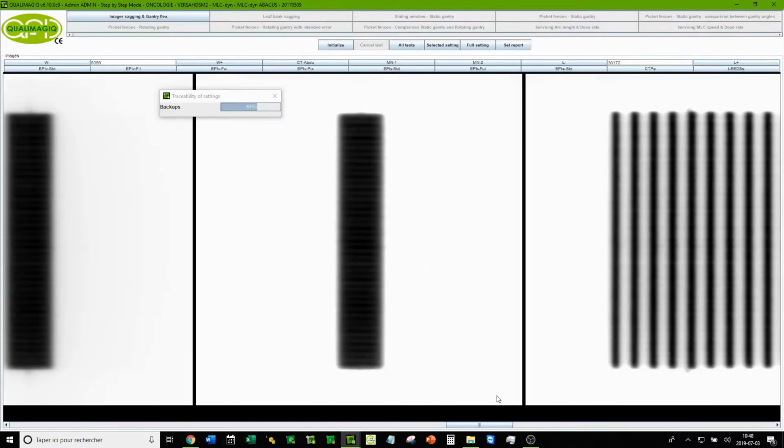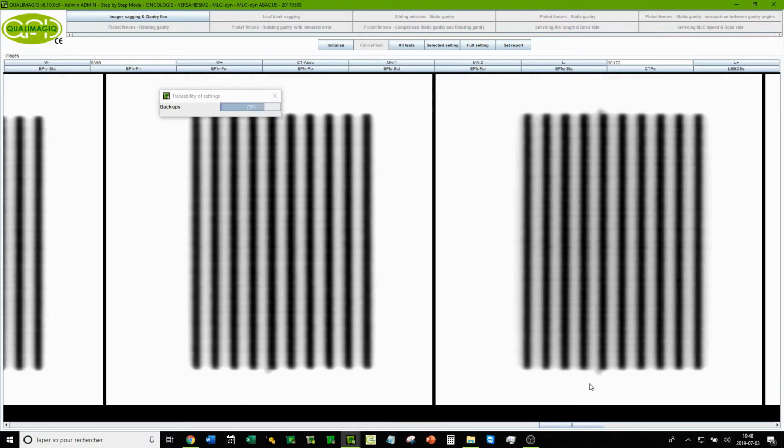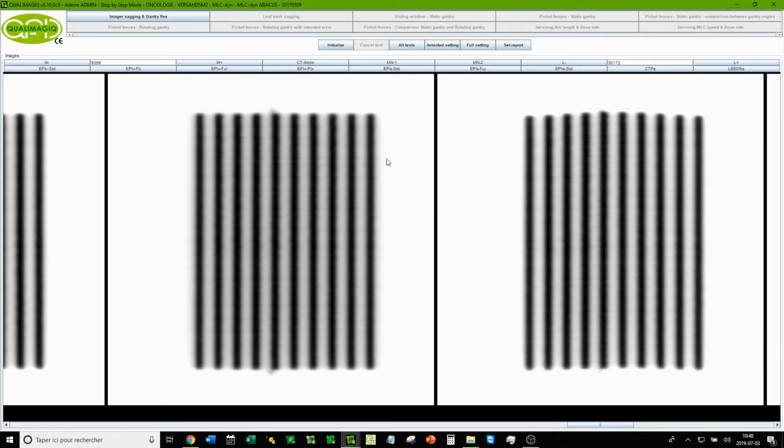As you recall, here we are looking at picket fence with static gantry and picket fence with rotating gantry. Here we can clearly see the wave caused by the gantry flex, which we must absolutely take into consideration, as here we see static gantry, here rotating gantry. You also note that with Elekta the minimum slit width is 5 mm, whereas it is 1 mm with Varian. Elekta does not accept slits less than 5 mm wide.